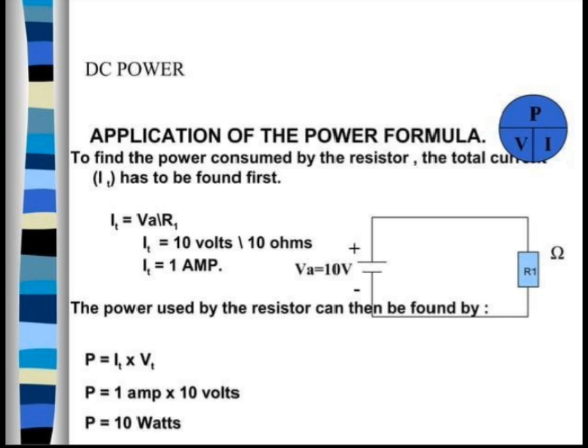Now that we have the total current, we just need to find the power consumed by the resistor. P or power is equal to the current, which is 1, multiplied by the voltage, which is 10. The result is 10 watts. That is the power consumed by the resistor.